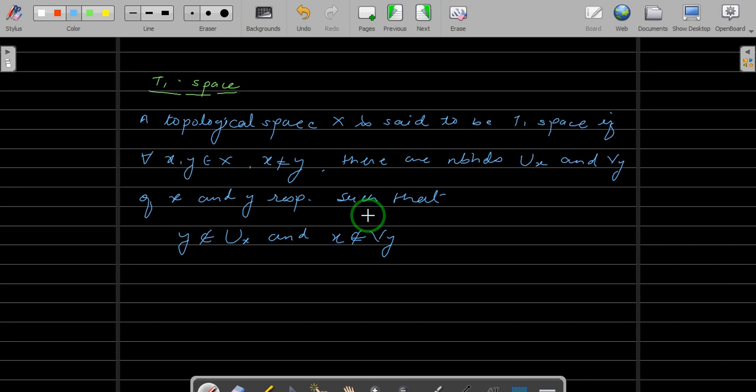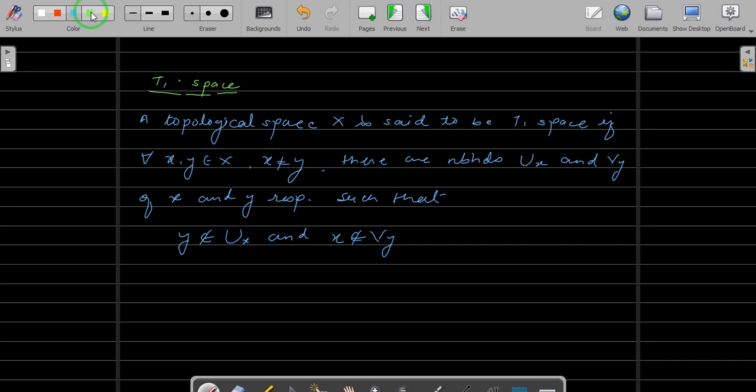x will not belong to the neighborhood of y. So in a topological space, if you take any two points which are distinct, you can find neighborhoods of x and y such that y will not be in the neighborhood of x and x is not in the neighborhood of y. Such a space is called a T1 space.